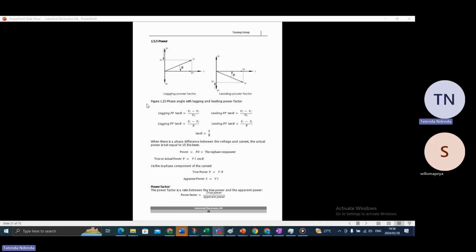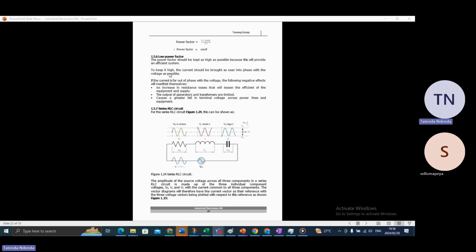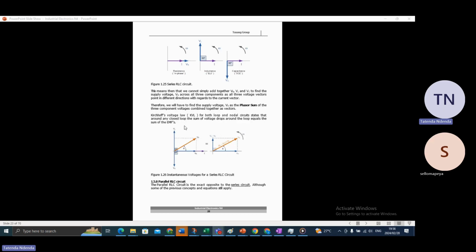Okay. So we have power, and we said we have phase angle with lagging and leading power factor. So we have these formulas that we need as well. Then we have power factor. The power factor is the ratio between the true power and the apparent power. So we're also going to go through these things when we are doing Q&As. Then we have low power factor. Then we have the series RCL circuit, which has its own things. We have parallel RCL circuits.